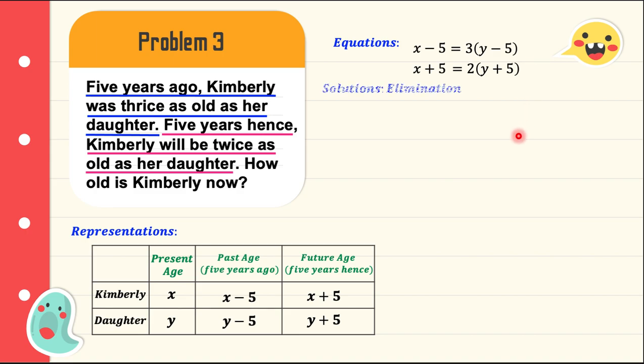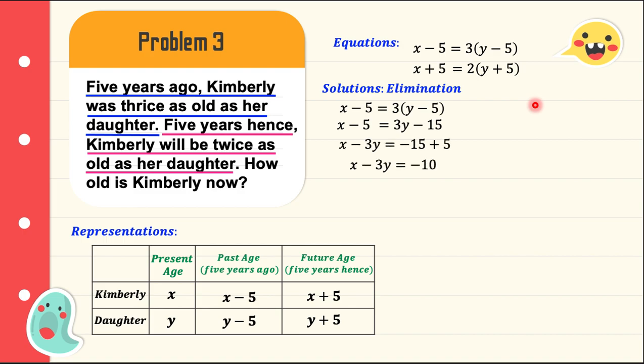And then, as I use the elimination method, as you can see, the first and the second equations are not yet in standard form. So what we are going to do here is to write this one into standard form. Distribute 3, so we'll have 3y minus 15. And then simplify, write it in standard form. The standard form is x minus 3y equals negative 10.